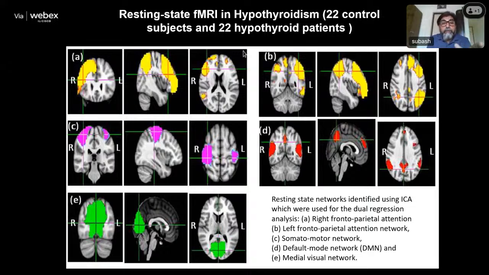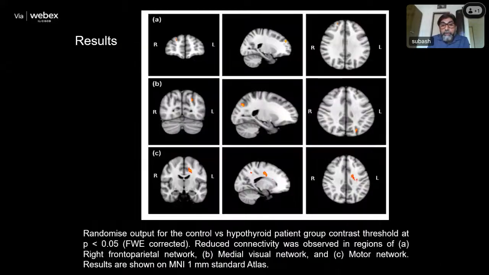You can see these are the networks: right frontoparietal attention network, left frontoparietal attention network, somatomotor network, default mode network, and medial visual network. These are the 5 networks which are found in these 2 cases. When you do the comparison, you find functional connectivity is diminished in hypothyroid subjects as far as the medial visual network and motor networks are concerned. These are the 2 regions where they have found reduced connectivity in hypothyroid subjects.